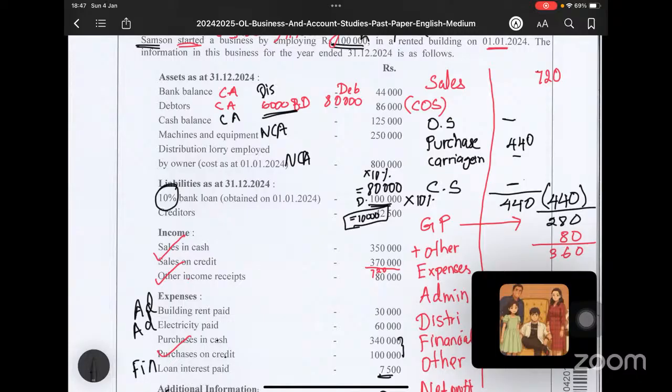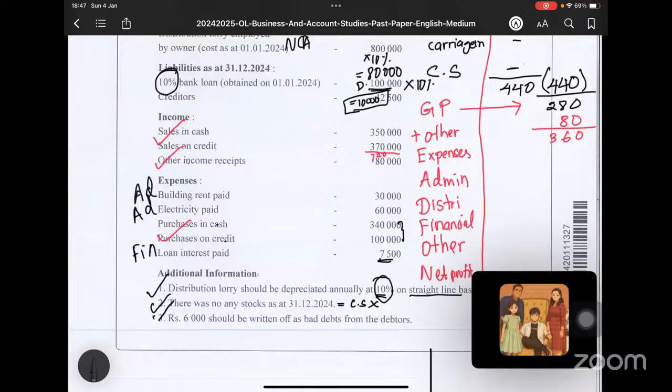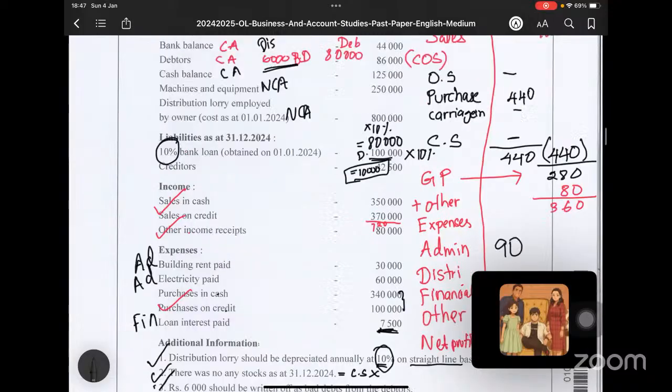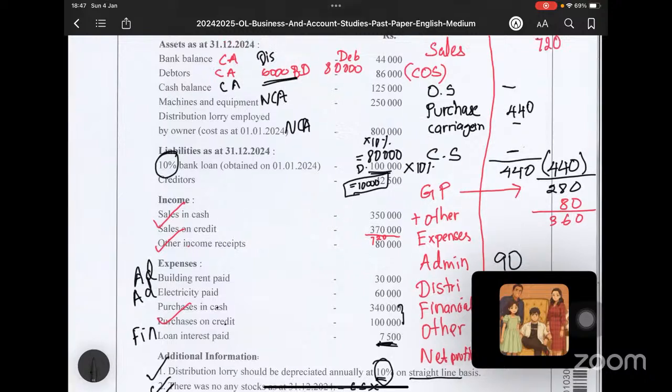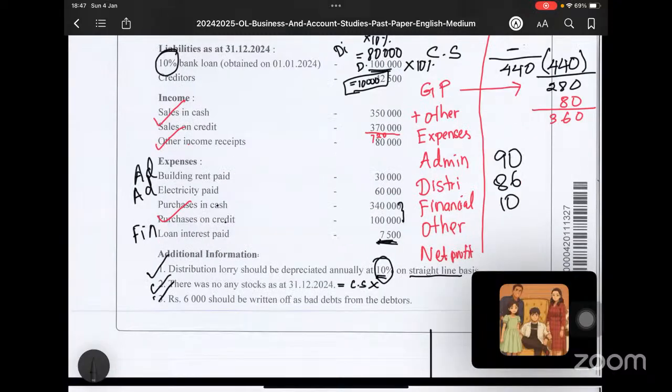So we're going to record them. Expenses: administration expense, 30 plus 60, 90,000. And loan interest paid. This is the paid amount, but for the year it is 10,000. Distribution: depreciation will come under this. So depreciation will be distribution because this lorry is used for distribution. And another 6,000 bad debts. So altogether 86,000. So what is the total here for the expense?